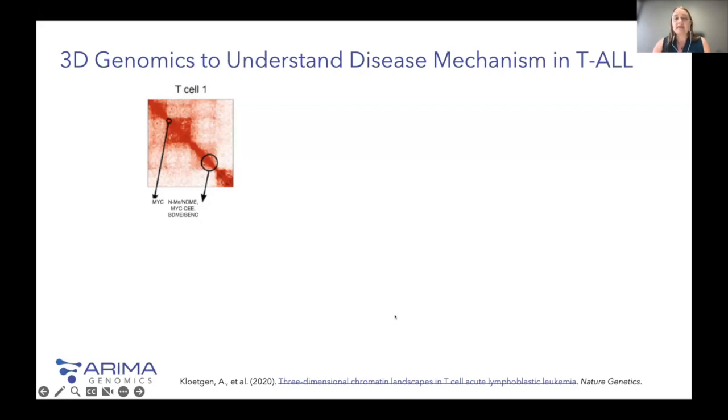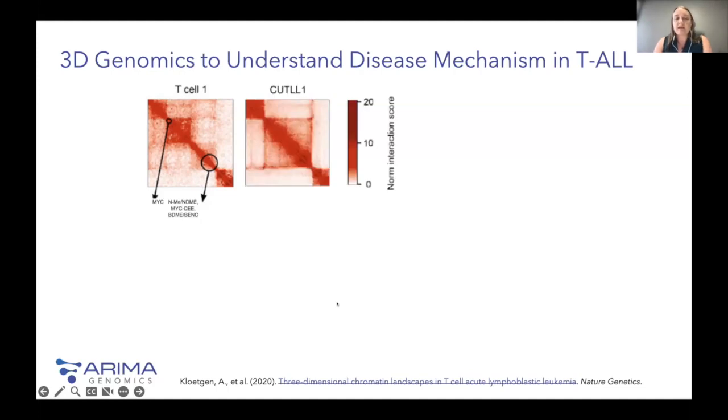In healthy T cells, we can see that MYC is contained in an interaction domain that is clearly defined here by this sort of triangle and is separate from the domain containing the superenhancer. In T-ALL, however, that boundary between those two neighboring domains is largely gone, and both the elements exist in a single large domain.